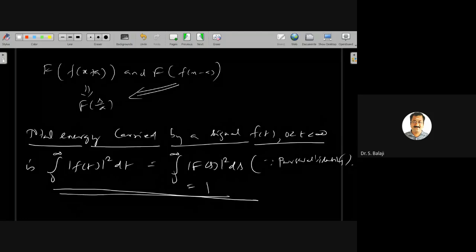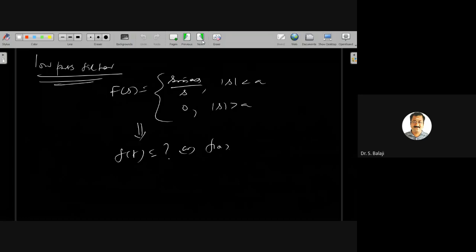It is also called the power spectrum of the signal f of t. That Parseval's identity tells us the total energy carried by a signal in the respective range that you can consider. Okay. And this is not low pass filter here, that we have to change it.